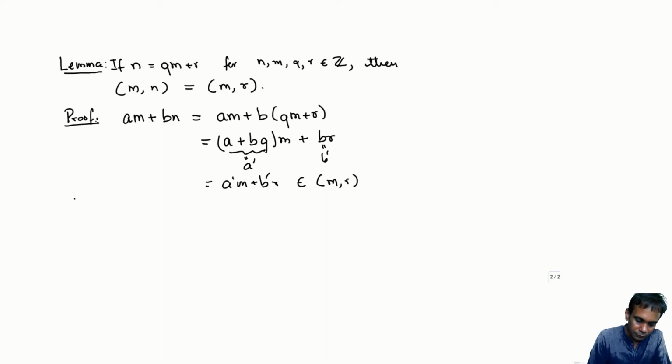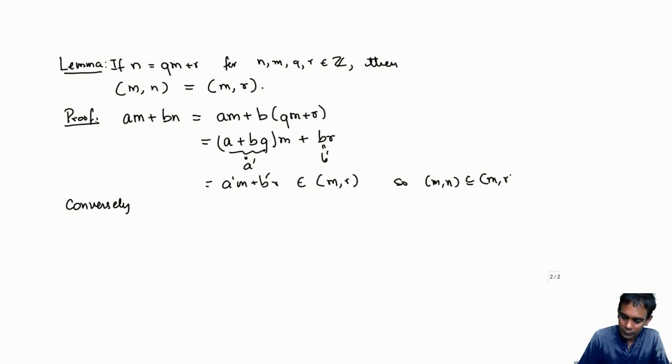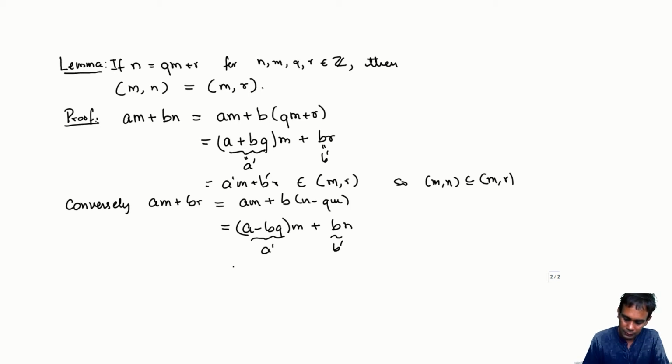Conversely, what we've shown is that (m, n) is contained in (m, r). Conversely, if you have am plus br, then r can be written as n minus qm, so we'll use that. am plus b(n minus qm) is (a minus bq)m plus bn. So now I can call this a prime and this b prime. So this is a prime m plus b prime n. So we have the other containment.